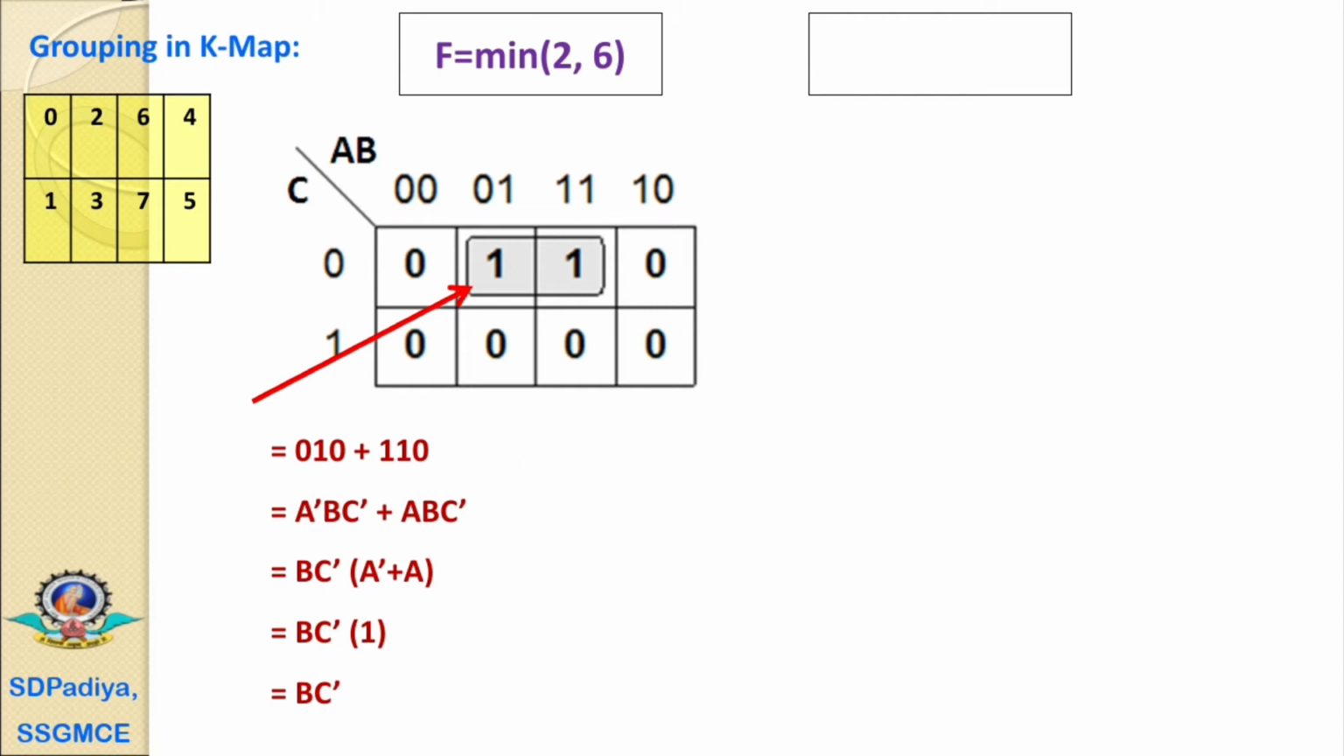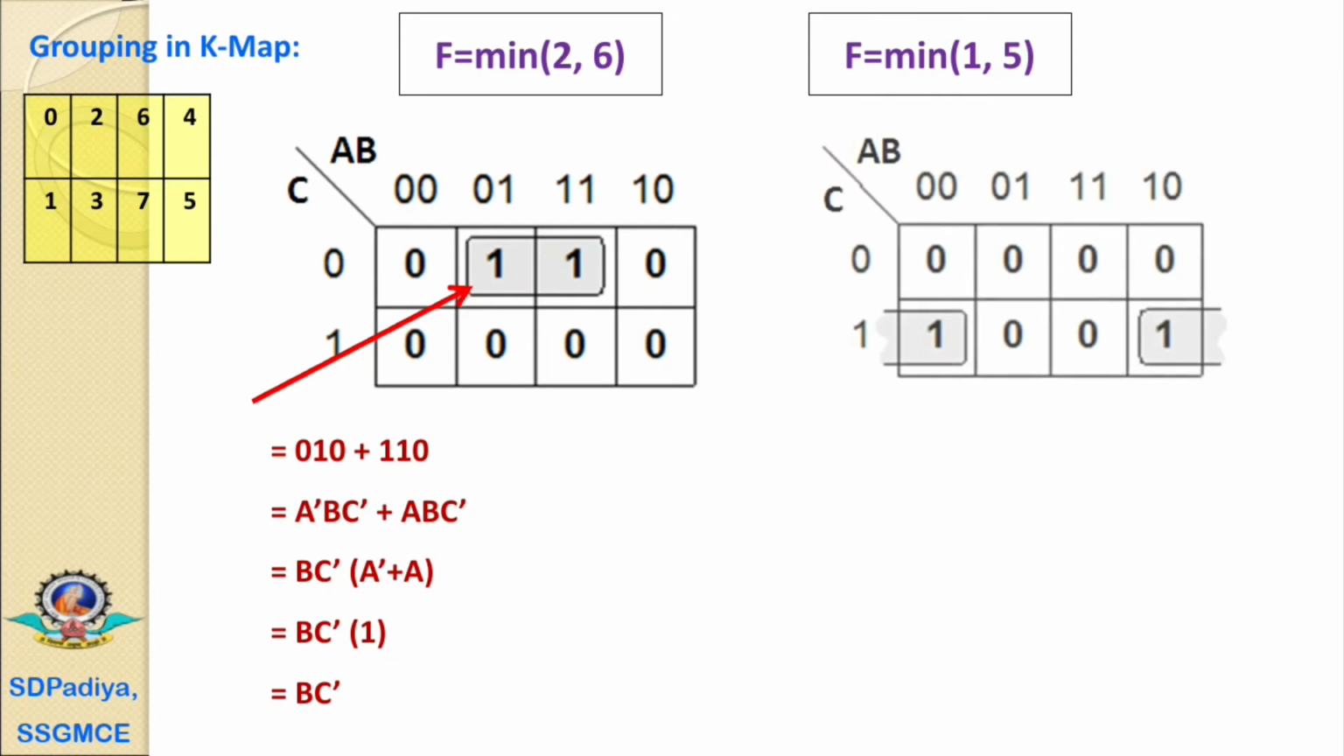Similarly, now we will see how to solve the second problem statement. A function is given with the min terms 1 and 5. Again, we will construct one K-map with 8 cells. The 4 columns are designated 00, 01, 11 and 10, and the variable C is designated with 0 and 1.